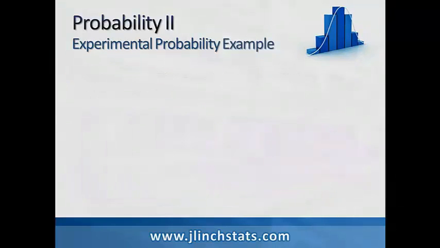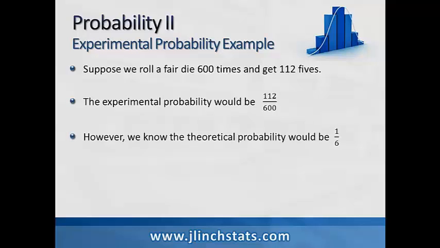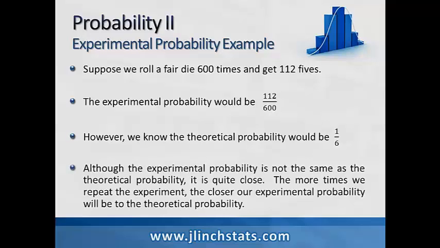Suppose we roll a fair die 600 times and we obtain 112 fives. This would lead to an experimental probability of 112 out of 600. However, we do know the theoretical probability would be 1/6. Although the experimental probability is not the same as the theoretical probability, it is quite close. The more times we repeat the experiment, the closer our experimental probability will be to the theoretical probability.